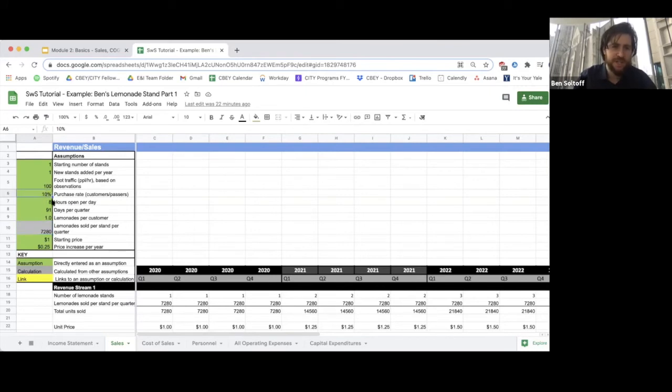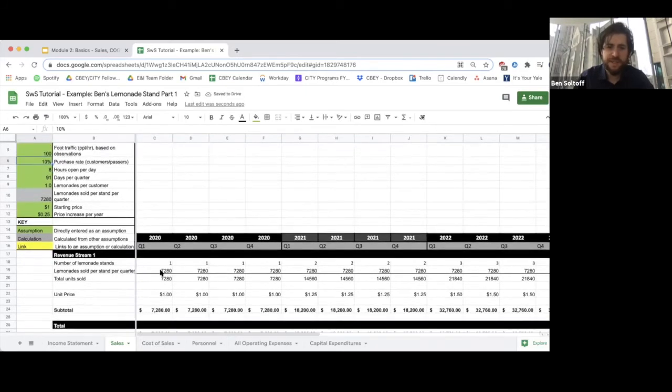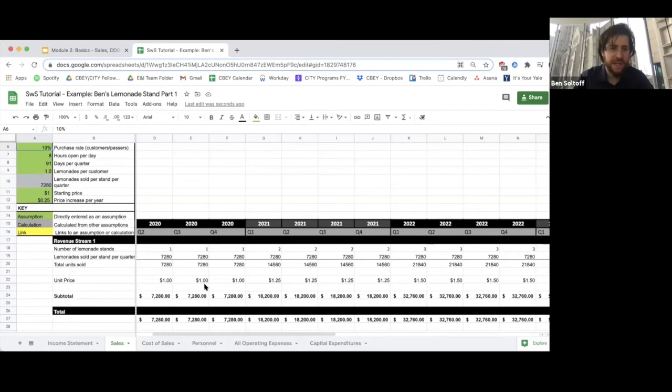Say I want to change that purchase rate down to 9%. I think 10% was too high. And that changes everything else in the model. So based on all these assumptions, we get these quarterly totals for sales for my lemonade stand. So you can see it starts with the quarterly totals of quantity, the lemonades sold per stand per quarter times the number of lemonade stands, which increases from year to year.